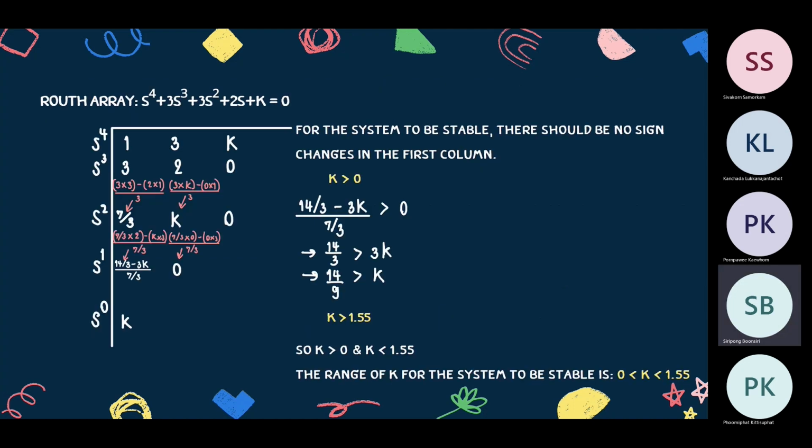And we use this equation to make a Routh array. For the system to be stable, there should be no sign changes in the first column. So k must be more than 0. So we get, like in the picture, k must be more than 0 and k must be less than 1.55. And the range of k for the system to be stable is going to be 0 to 1.55. K must be between 0 and 1.55.